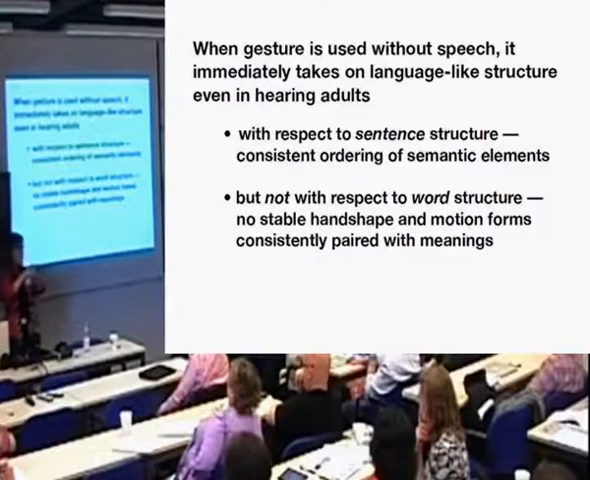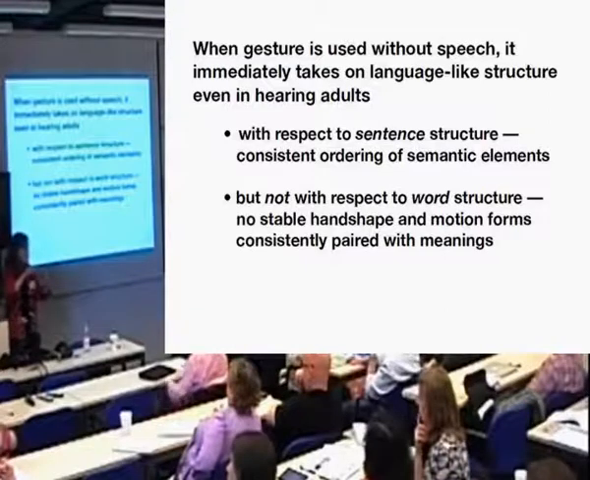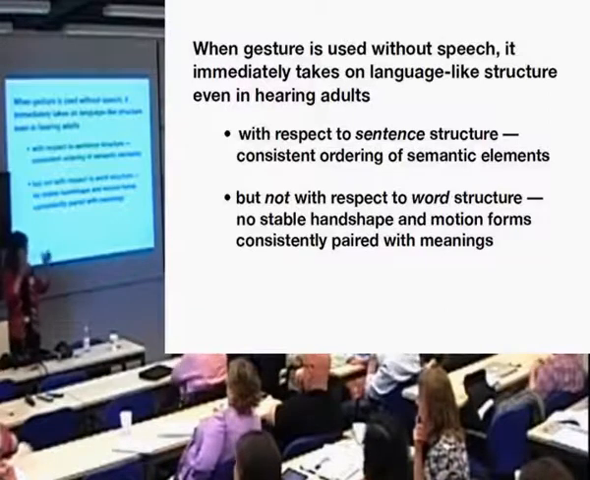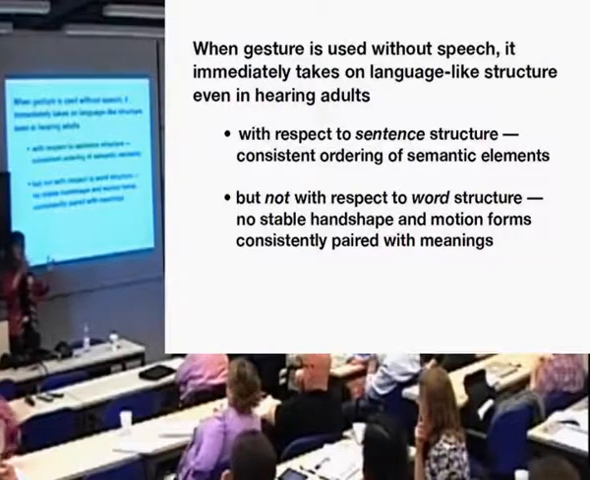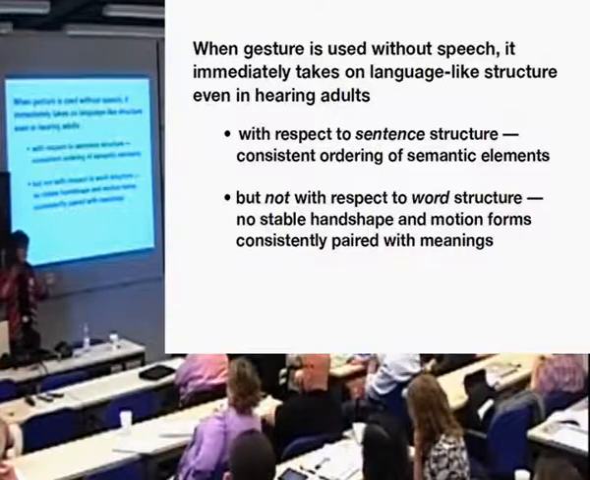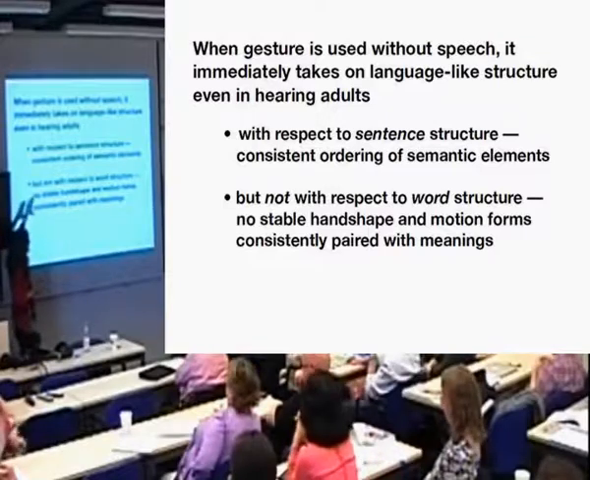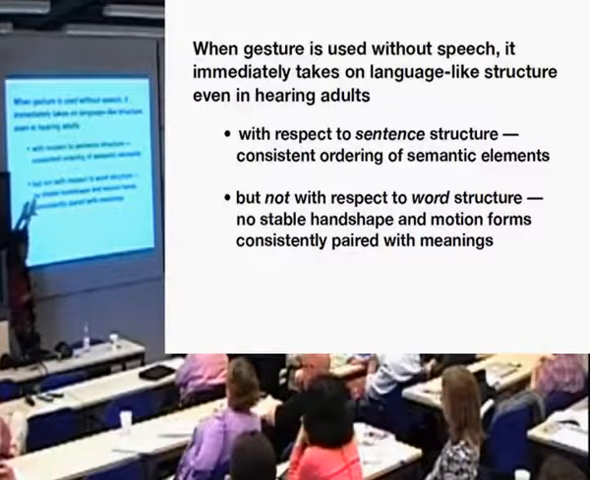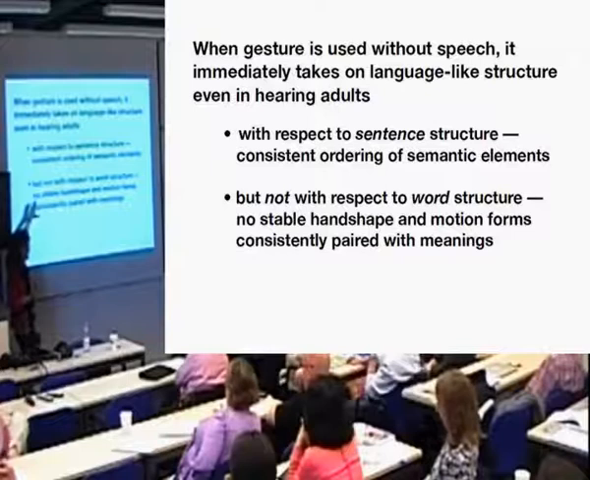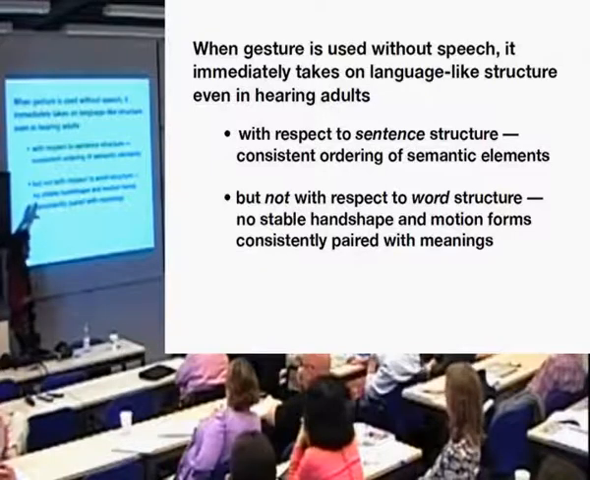So it's not like these guys have to figure out a word order by trial and error. Right away, they picked up a word order and used it throughout the entire experimental session. So the sentence-like structure came right away. But the morphological structure, which we did actually look for in their data, is not there right away. And we haven't found it yet in hearing adults.